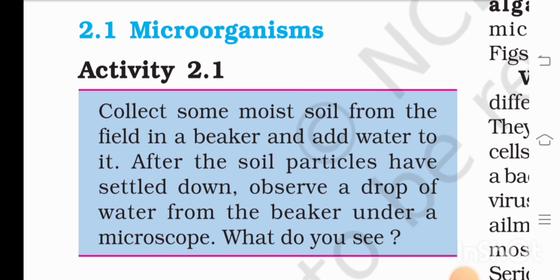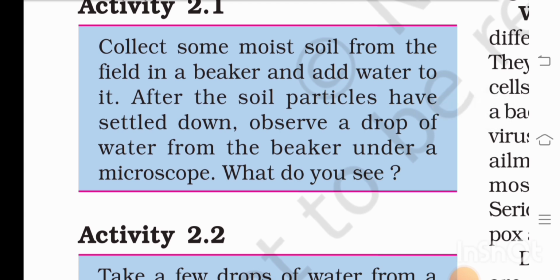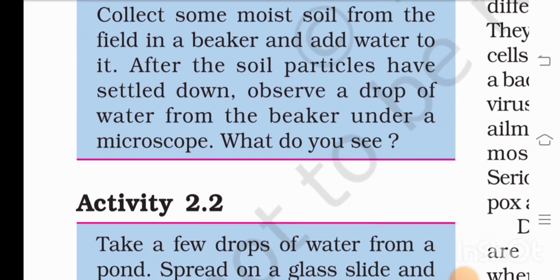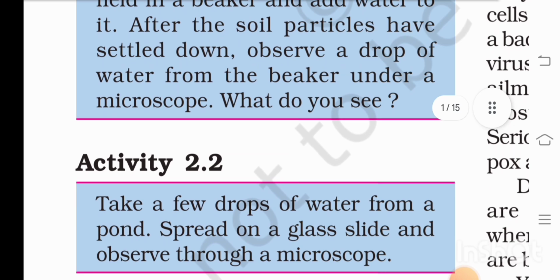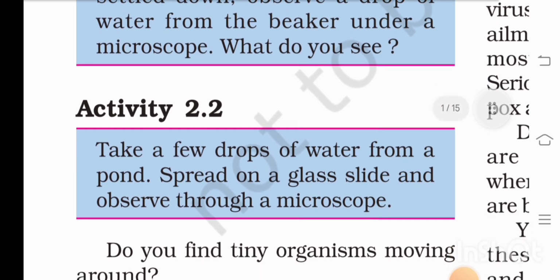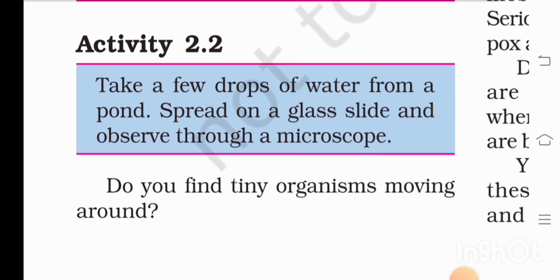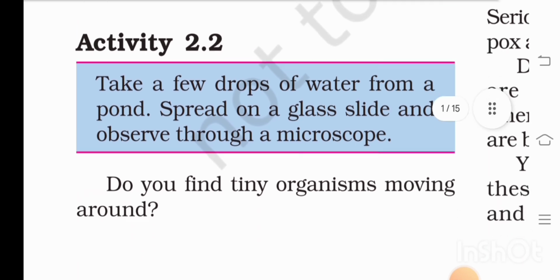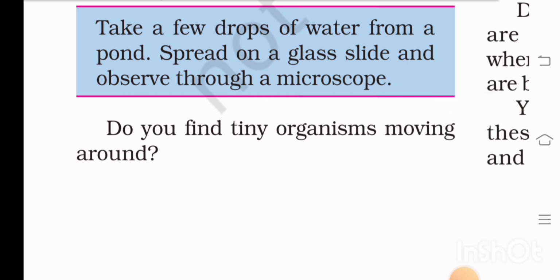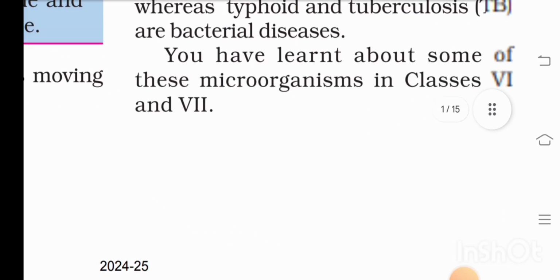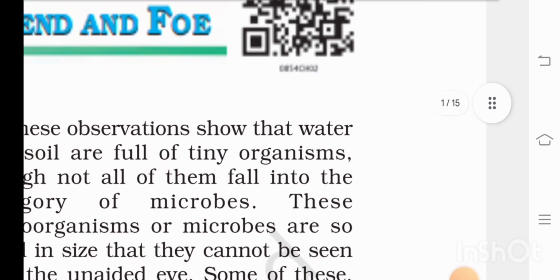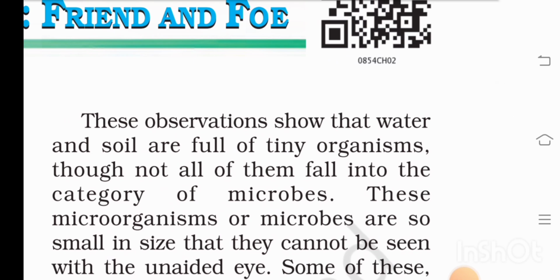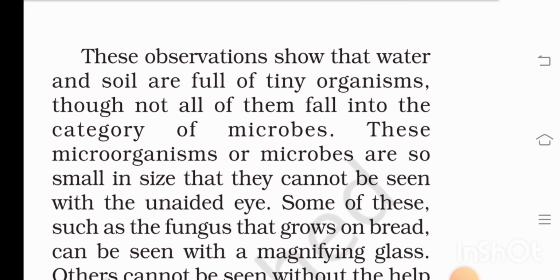Activity 2.1. Collect some moist soil from the field in a beaker and add water to it. After the soil particles have settled down, observe a drop of water from the beaker under a microscope. What do you see? Activity 2.2. Take a few drops of water from a pond, spread on a glass slide and observe through a microscope. Do you find tiny organisms moving around? These observations show that water and soil are full of tiny organisms.